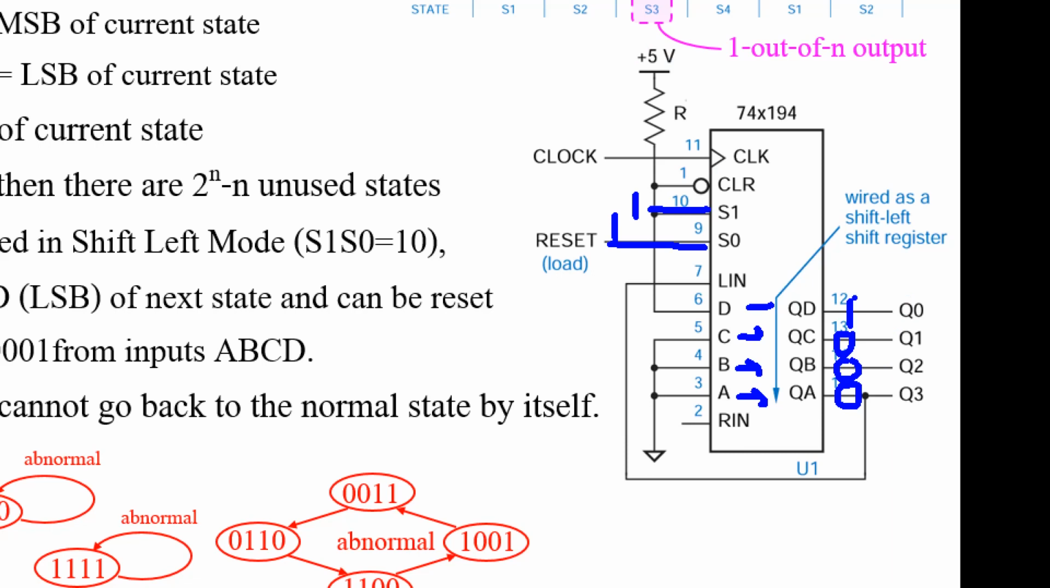After that, when you apply 0 here, S1 is 0, so now it's shift left mode. Data from Lin goes to QD, QD to QC, QC to QB, QB to QA. So you can complete this ring counter.